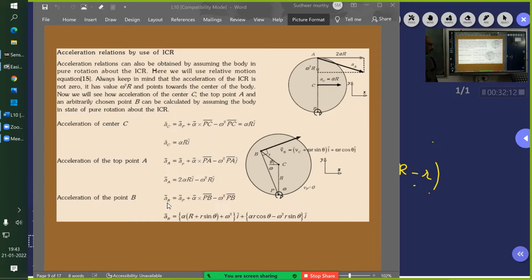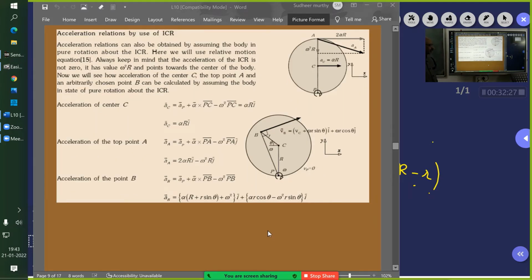The equation is: a bar equals alpha PB bar minus omega square PB bar. Please follow this. If you want to write it down, you can write it down. I can give you some time. Writing down means you understand this, and if it is not given in your module, you can write it down. If it is already given, then you don't have to write it down.